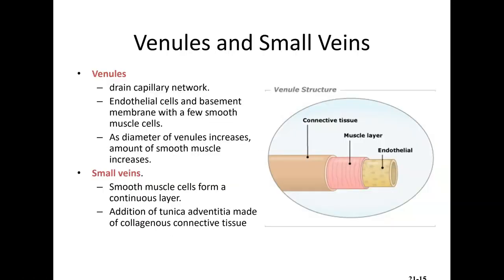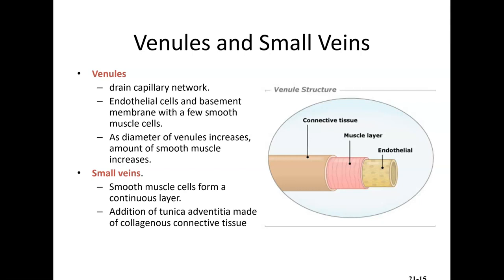Now let's discuss the subcategories of veins. So the smallest vein that we will have is called a venule, and their job is to drain the capillary network. The histology here is that tunica intima is made up of endothelial cells. We will still have the smooth muscle layer, but not quite as many layers as what we've seen before, just a few layers here. And our tunica externa would be made up of connective tissue. As the diameter of our venules increase, we are going to start to see an increase in the amount of smooth muscle that we find in the tunica media as well.